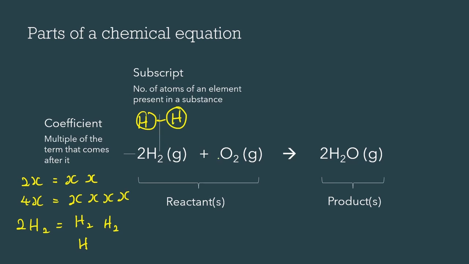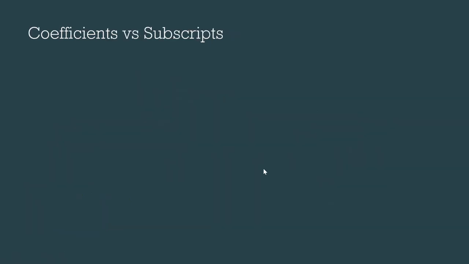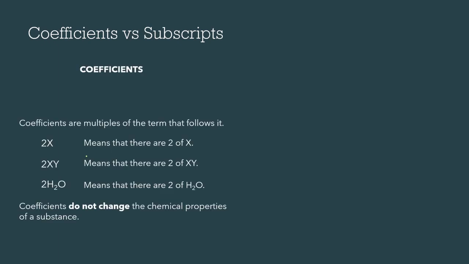But you might notice that there are several terms where the coefficients or the subscripts are not specified. For example, there is no coefficient specified for O2, and there is no subscript specified for the oxygen in H2O. Now, whenever coefficients and subscripts are not specified, they are assumed to carry the integer value of 1. Let's look at the differences between coefficients and subscripts in a little more detail. As mentioned before, coefficients are multiples of the term that comes after it.